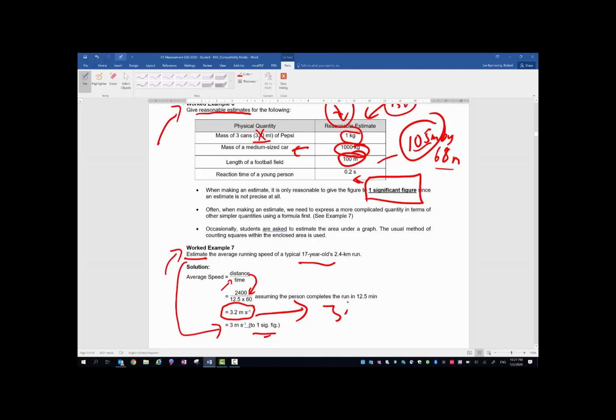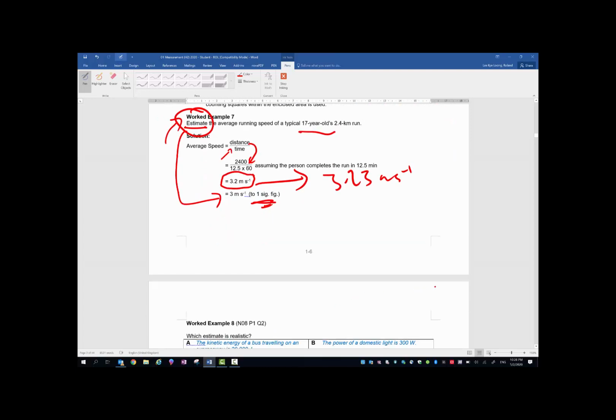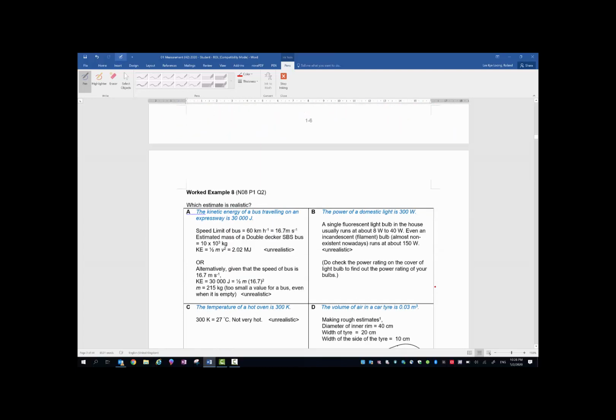Or worse, if you put 3.23 meters per second, that is clearly not an estimate because you cannot estimate to such a high precision. So I hope you understand that. Estimation means one significant figure. That is what it's trying to tell you here.